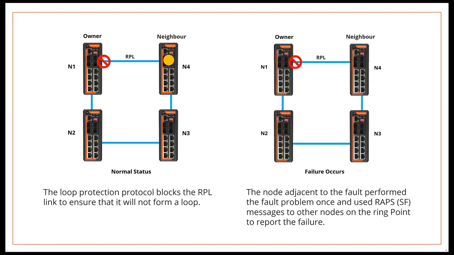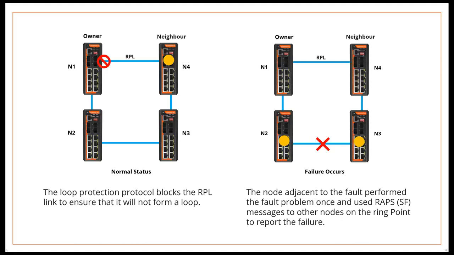If there is a failure between node 2 and node 3, the nodes adjacent to the fault perform fault detection and send R-APS (SF) messages to other nodes on the ring to report the failure. The R-APS (SF) message triggers the RPL owner node to open the RPL port.